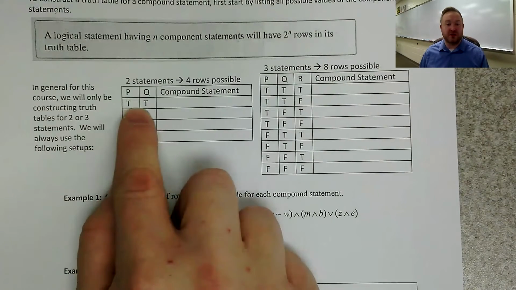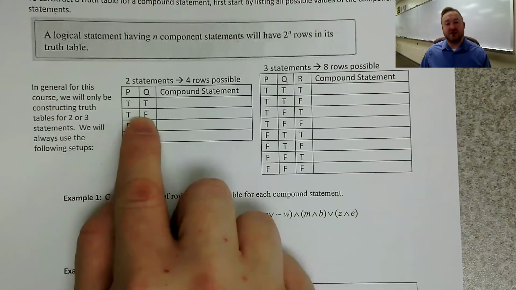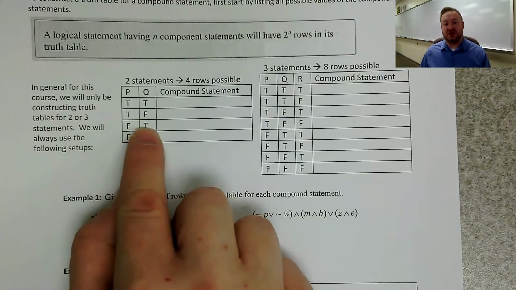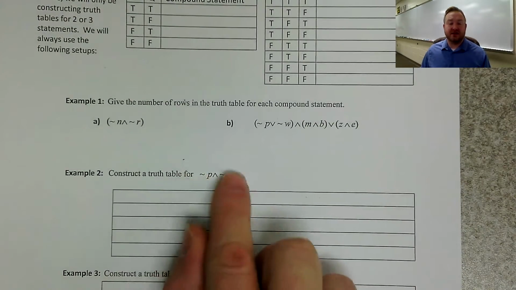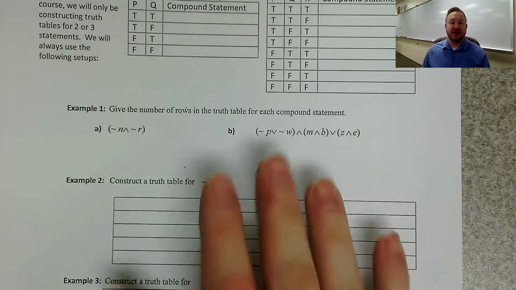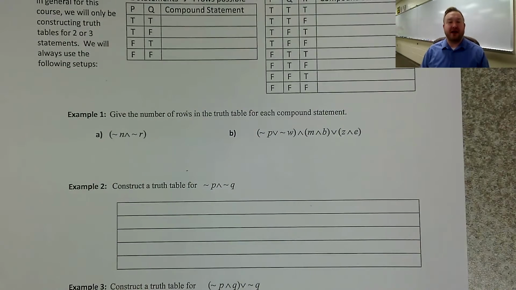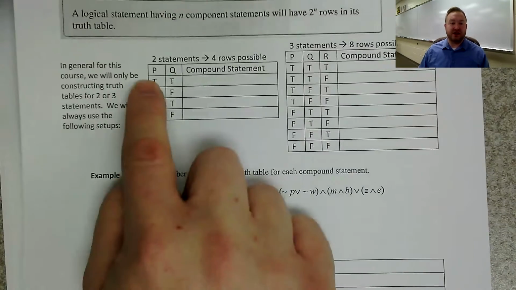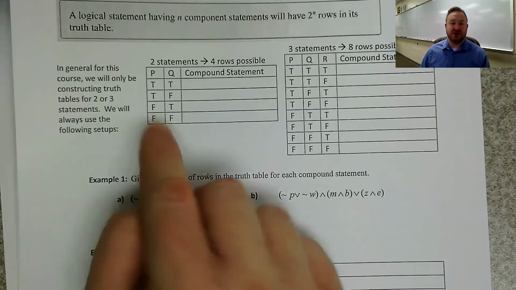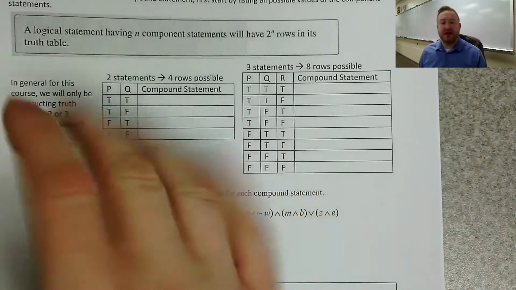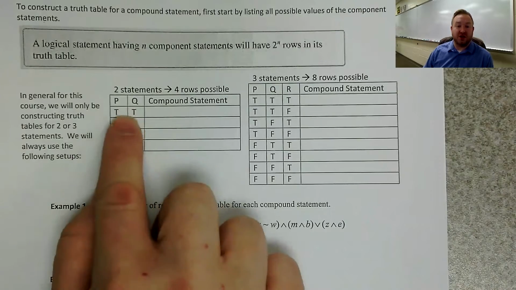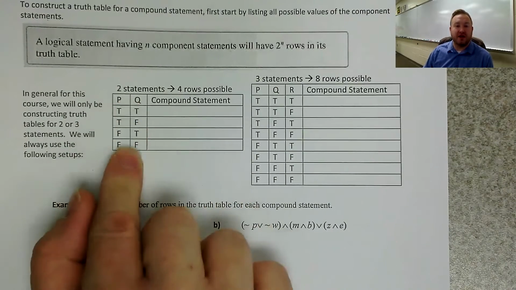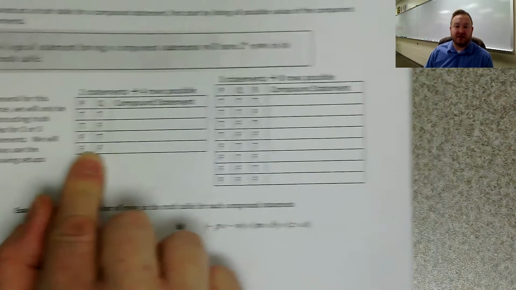In other words, they could both be true. P could be true and Q could be false. P could be false and Q true, or they could both be false. Then the idea is to take some kind of compound statement and determine whether it is true or false in each of those individual situations. Every truth table with two statements is always going to start off the same. These first two columns are always exactly the same.